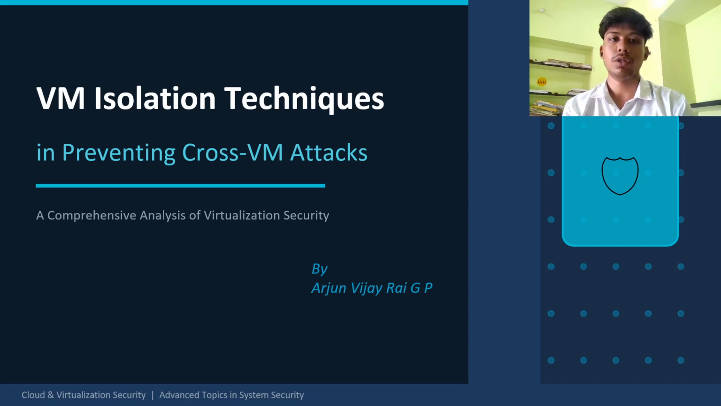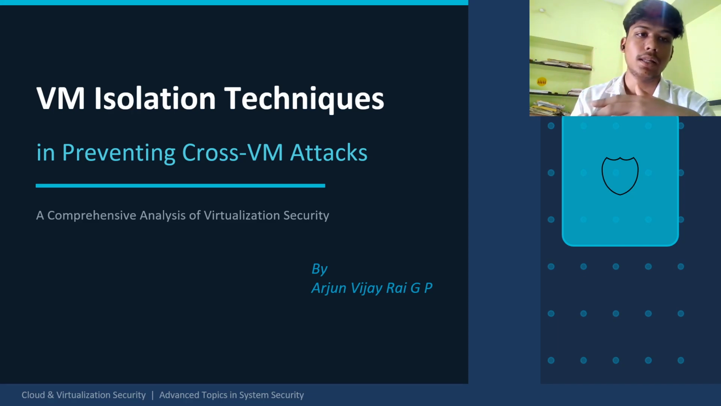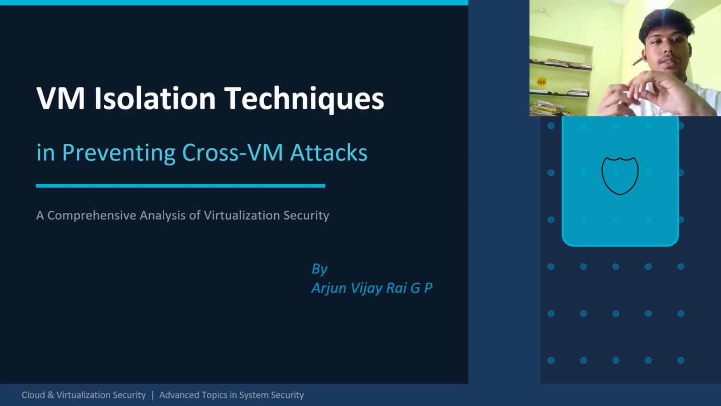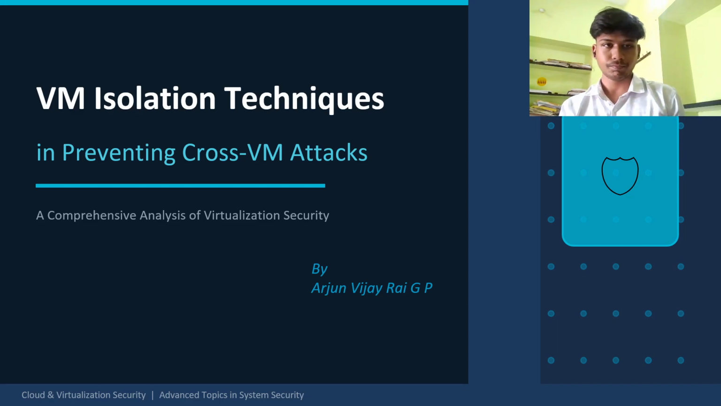So the big question is, how is your data kept safe from all of these virtual machines sharing the same hardware? That's exactly what we are going to explore today. We will understand how virtualization works, what kind of attacks can happen when the isolation fails, and what techniques engineers use to keep virtual machines completely separated from each other. This is a topic that combines computer architecture, operating systems, networking, and cybersecurity all in one place. So let's get into it.